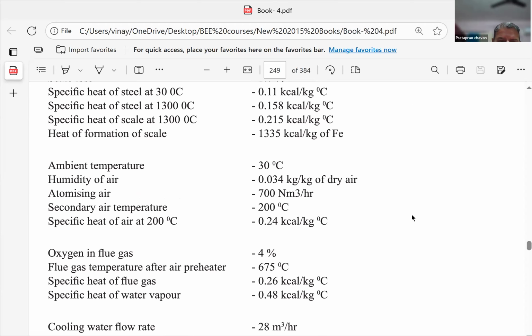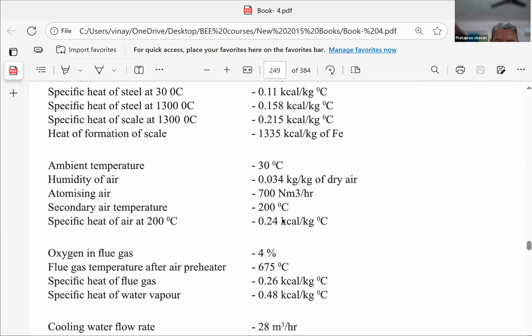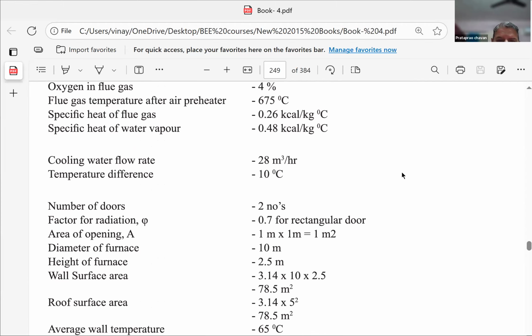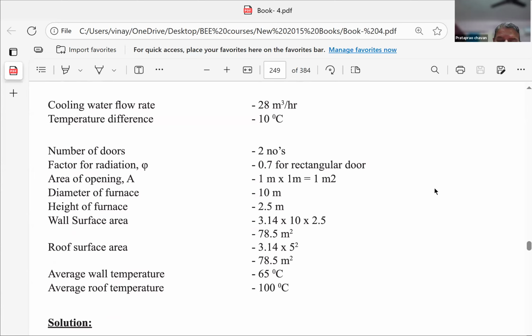While calculating the losses, he has calculated losses for steel, losses for scale, right? Then the ambient temperature, that means the gases through the air that is going out, oxygen in flue gas. Again, he is asking you to calculate the excess air losses, if any, because he has given you the hydrogen percentage and the moisture percentage. Then he has also given you the door loss in a furnace. He has given the area of door opening, 1 meter by 1 meter, the factor of radiation, at what radiation factor the radiant loss is going, and how many doors of this size are in the furnace.